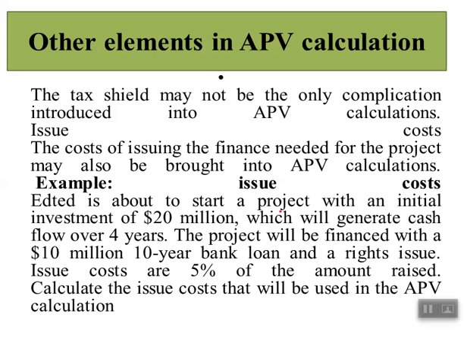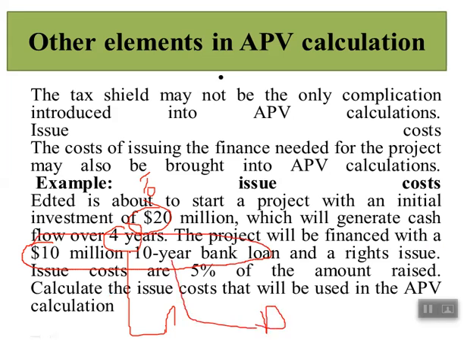ATED is about to start a project and the investment is 20 million. This is the amount required for the investment. That is our initial investment, I0, which will generate cash flows over 4 years. So this is our N. The project will be financed with a 10 million loan. This one is our debt. The rights issue costs are 5%.